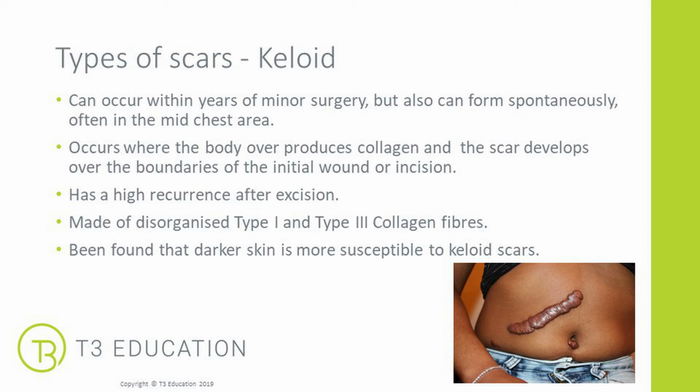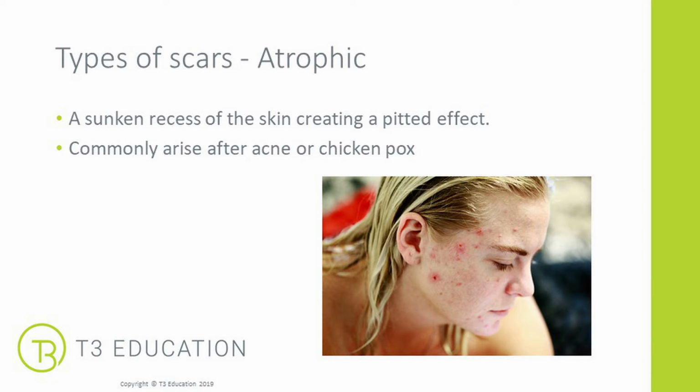The causation of keloid scars is still really unknown, but some have suggested that it's due to a disruption within the wound healing, which makes sense because in the remodeling phase, you want that type 1 collagen to be reabsorbed and that type 3 collagen to lay down. So there may have been some disruption at that time, creating that disorganized type 1 and type 3 collagen, creating that keloid scar. The next type of scars are atrophic scars, and these are that sunken recess of the skin which creates a pitted effect. And it's commonly seen after conditions such as acne and also chickenpox.